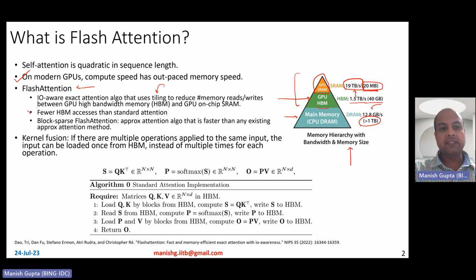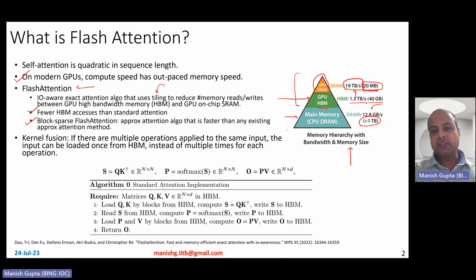The second thing flash attention does is to have fewer HBM accesses than standard attention, which is what helps reduce the latency. Right? Flash attention can also work with block sparse attention, and its variant is called block sparse flash attention. And this one is an approximate attention algorithm that is faster than any other existing approximate attention method as of now.